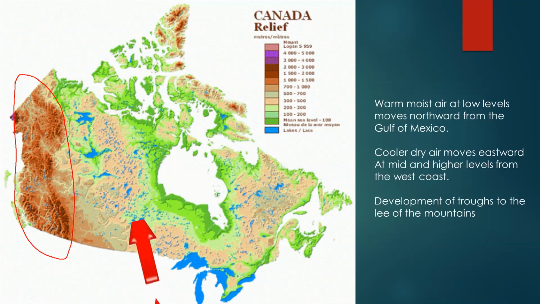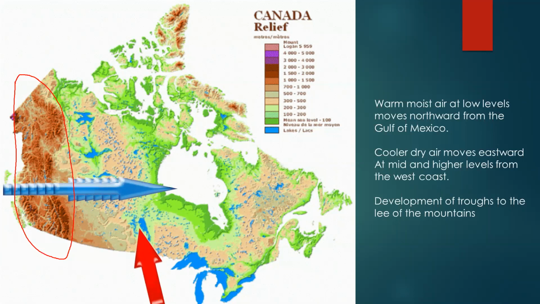So to begin with, in the lower levels, every now and then you'll get a flow of air coming up from the Gulf of Mexico. That's the air mass source. And this air tends to be very moist and very warm. It's typically maritime tropical air mass. But at the mid and upper levels, the prevailing winds which come from the west start off coming from the Pacific Ocean. It's a cooler air mass. And as this air mass crosses the different layers of mountains out in the west coast, it drops a lot of precipitation. And then by the time it gets to the east of the mountains, it's fairly dry.